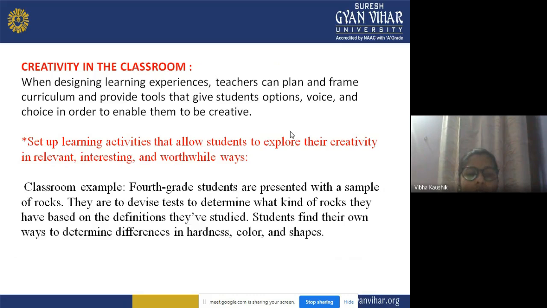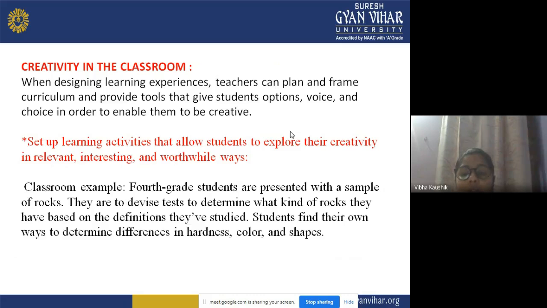Set up learning activities that allow students to explore their creativity in relevant, interesting, and worthwhile ways. Classroom examples can be used for developing or setting up learning activities. Fourth grade students are presented with a sample of rocks. As a teacher, you have taught them that these are the different rocks. Now, to develop creativity, what can you do as a teacher?